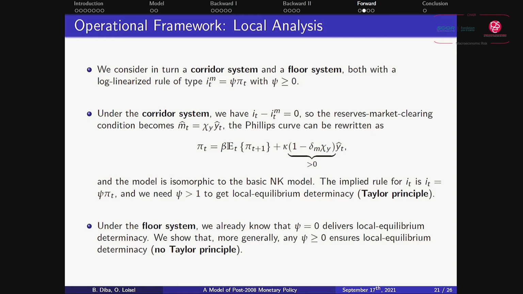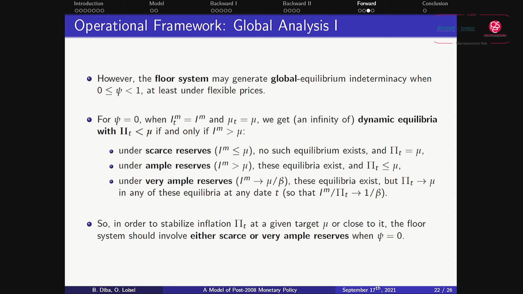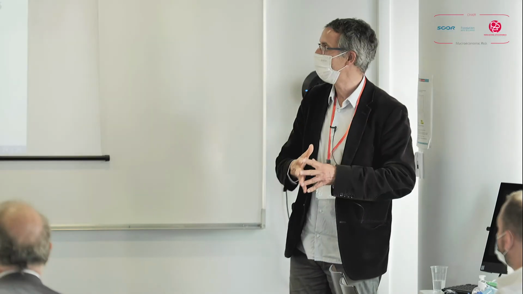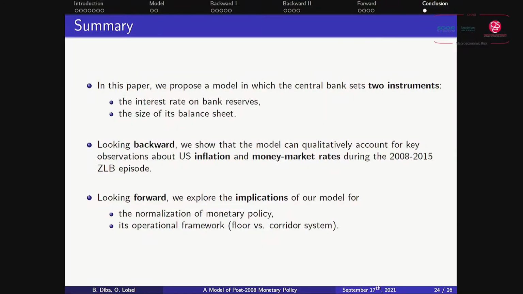So the conclusion here is just a summary. We propose a very simple model in which the central bank sets the two instruments. We use it to look backwards in time and try to explain qualitatively some features of US inflation and money market rates during the ZLB episode, and then we look forward in time and explore the model's implications for the future. Thank you very much.